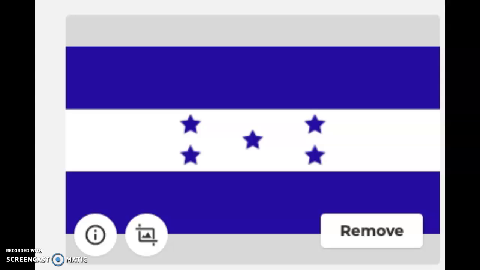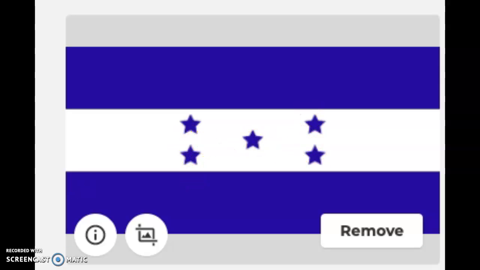Okay, we have the flag of Honduras. Honduras. If I take these and make a line, and then I take this and make a line, and then I take this and make a line, so if I connect the dots, I make the letter H. See the letter H here?